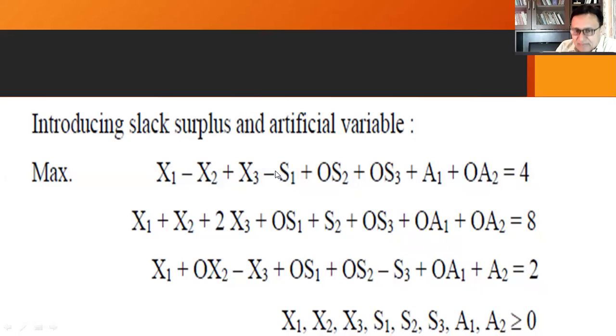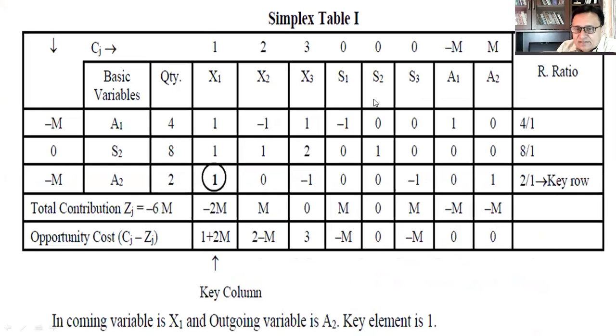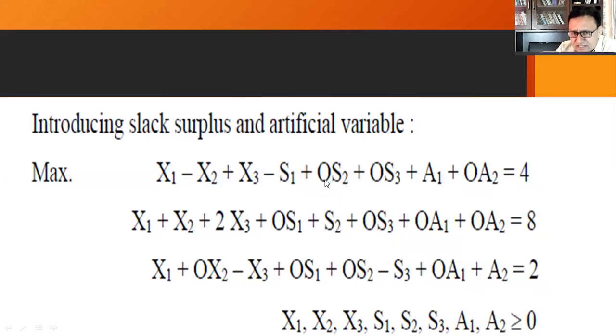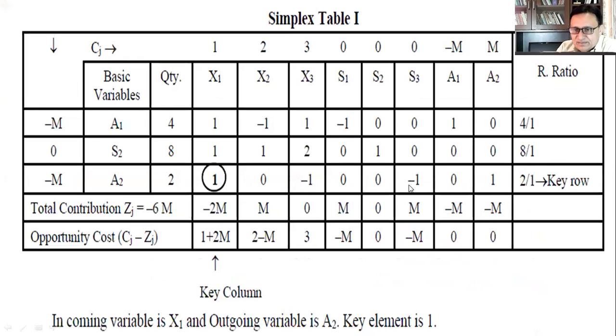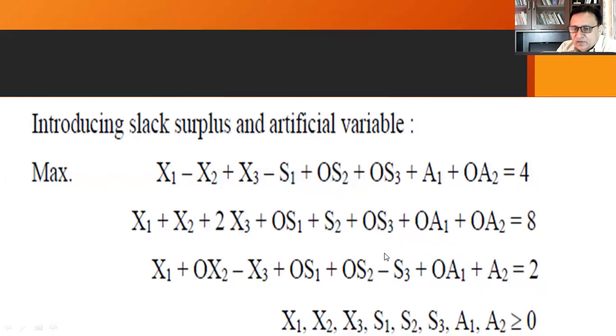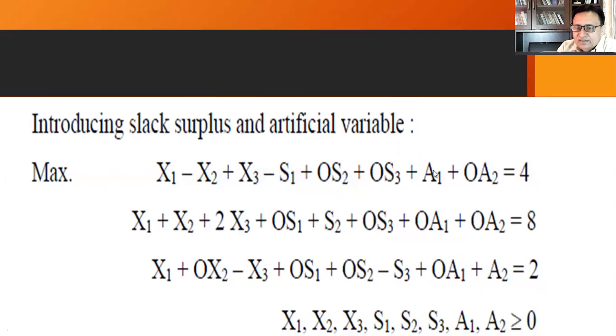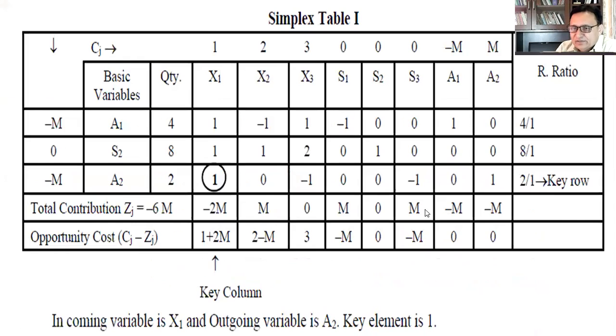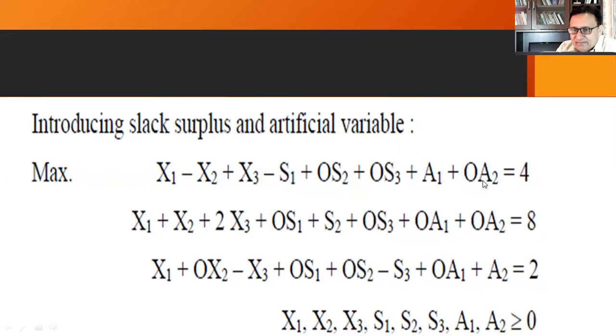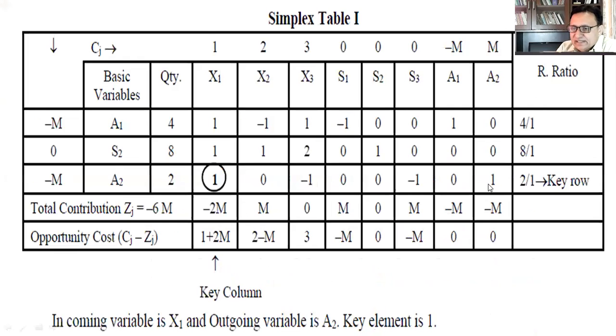Similarly in S1, minus 1, 0, 0 will be written. So here is S1, minus 1, 0, 0. Similarly S2, it is 0, 1 and 0 that will be written. Similarly S3, 0, 0 and minus 1 will be written. So now in the first constraint we have introduced A1, in the second it is not there, in the third it is not there. So 1, 0, 0 will be written in the A1 column. Similarly for A2, you have 0, 0 and 1. So 0, 0 and 1 will be written here.